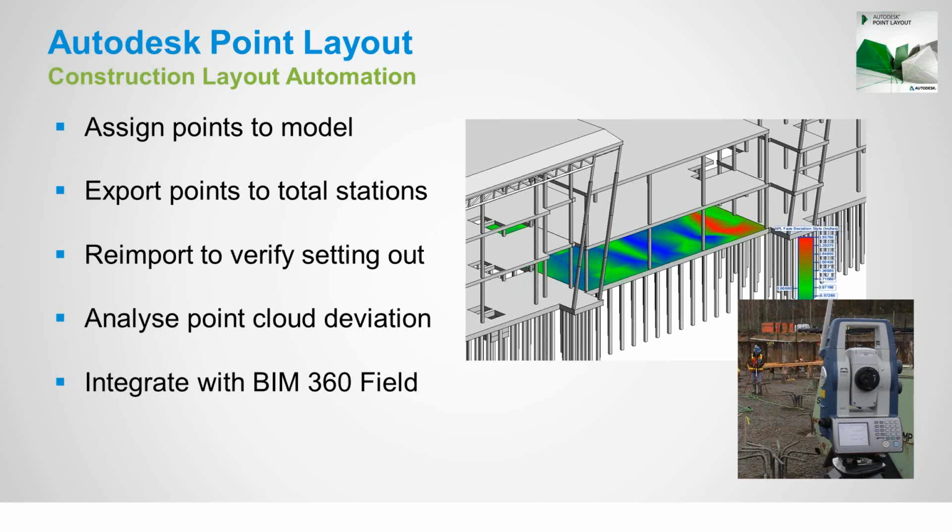So in this case, what's been shown on the screen here is the surface of a slab and the deviation over that slab. You can record that information out on the site, bring it back, integrate it via BIM 360 Field, and then bring it back into your Revit model and check the as-built against the design.